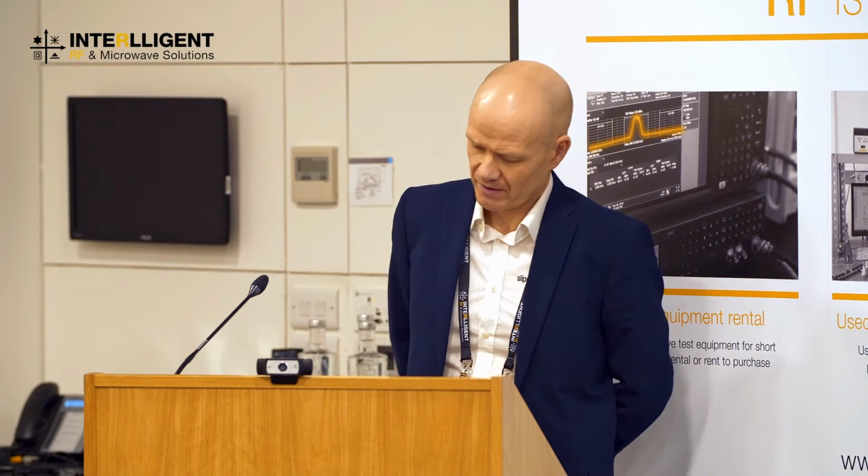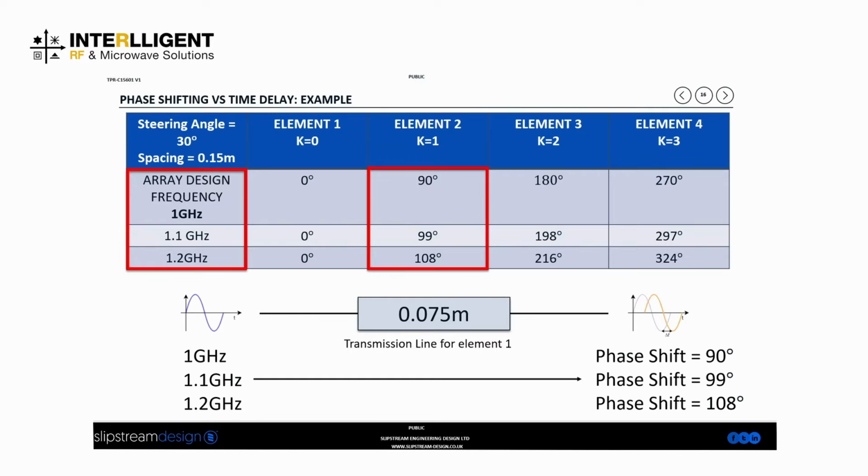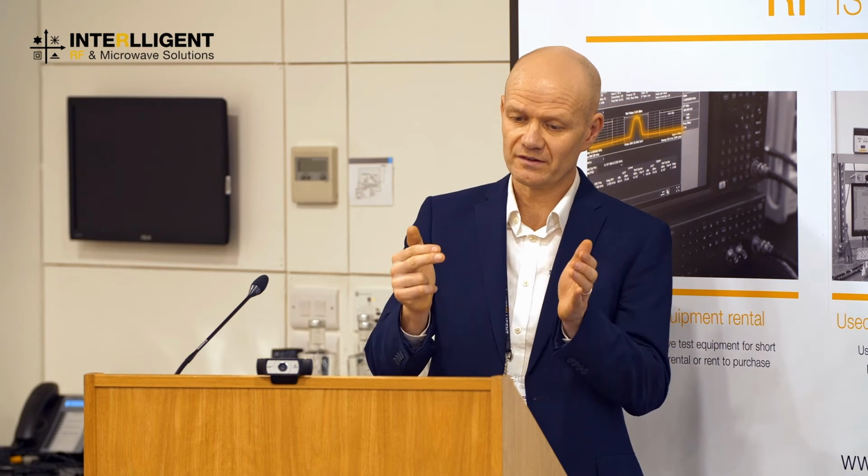So this just drives that home really. What we've got here is an array designed for 1 gigahertz, and at 1 gigahertz on the first element we have a 0 degree phase shift. The second element wants a 90 degree, and then 180, 270 for the other elements. But we're just concentrating on the frequency and the second element there. As you can see, as we increase the frequency, the required phase shift to maintain a 30 degree steering angle in this case increases. So it's going up from 90, 99, 108.